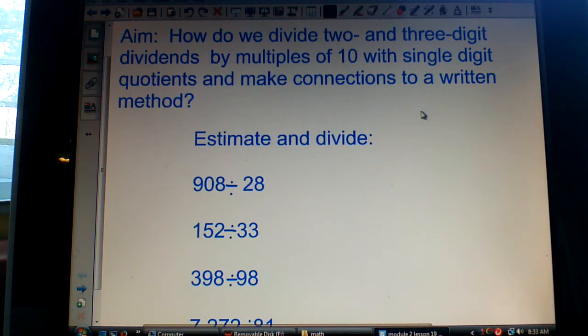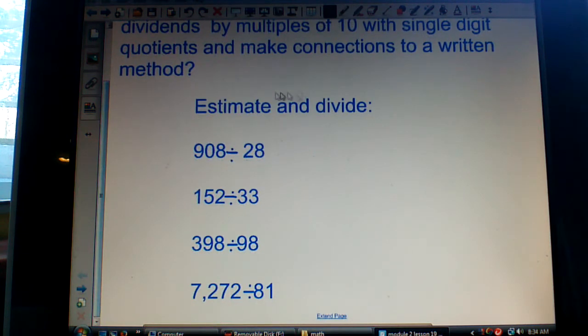Good afternoon, everyone. Okay, we're going to be working on lesson 19, which our aim is how do we divide 2 and 3 digit dividends by multiples of 10 with single digit quotients and make connections to a written method, which sounds more complicated than it is. Trust me on this. Okay, first thing we're going to do is review lesson 18.